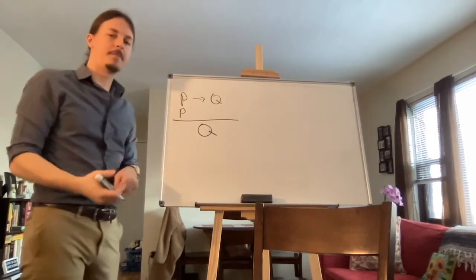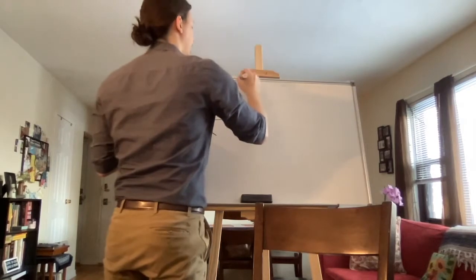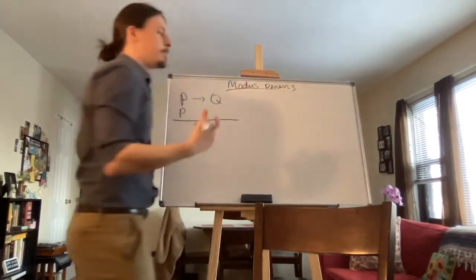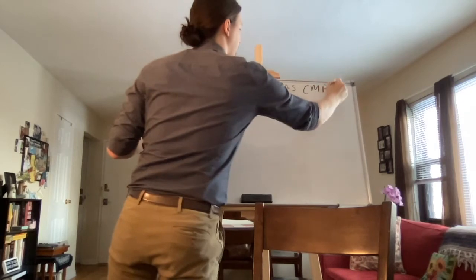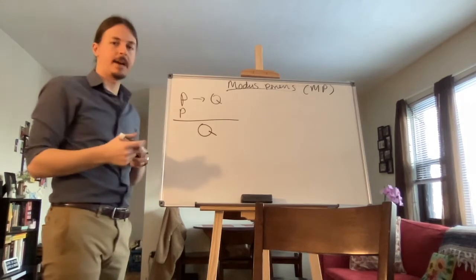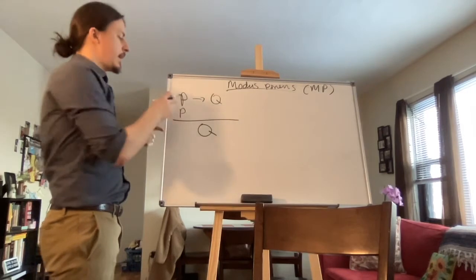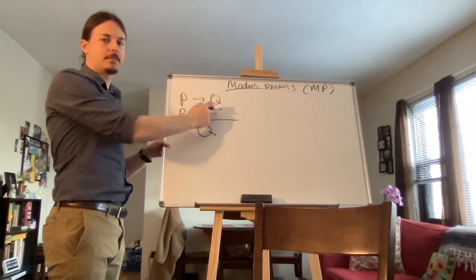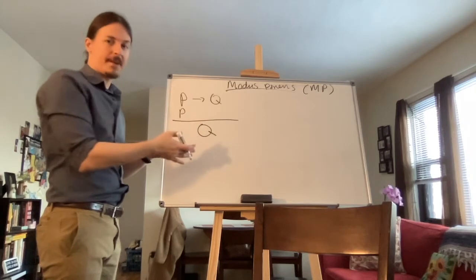And the answer, of course, is Q. Now this is like the most basic valid argument form, and it's called, it's Latin, modus ponens, shortened as MP. Now, any argument that takes this form is going to be valid. So maybe you say something like, if it's raining outside, then I'll have my umbrella. In fact, it's raining outside, therefore, I will have my umbrella.